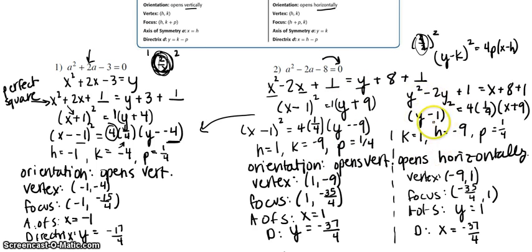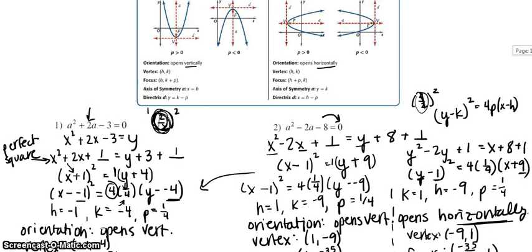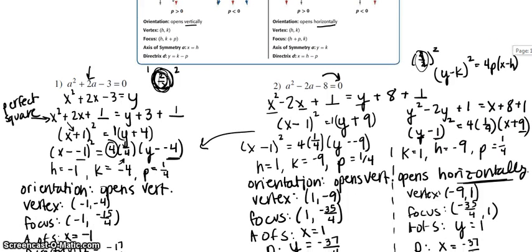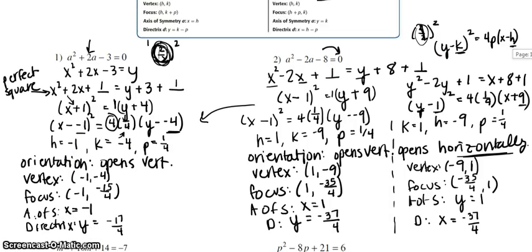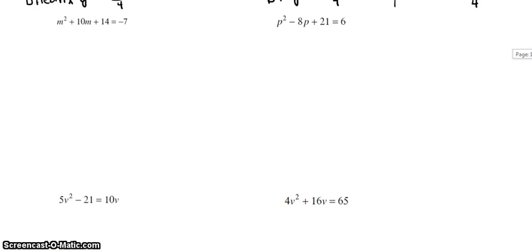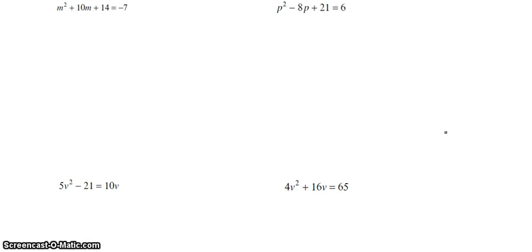So if our y is what's in here, then it's going to open horizontally. We label everything accordingly. Notice that the h and the k still go with their y's and their x's. So k goes with y, h goes with x, just like we had here. Alright, so hopefully that helped. Now we're going to move on to these last four.